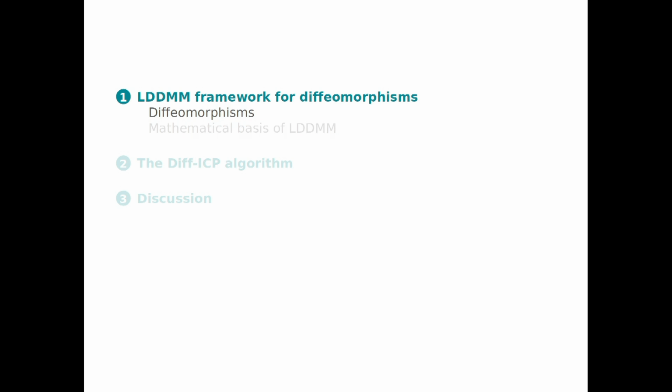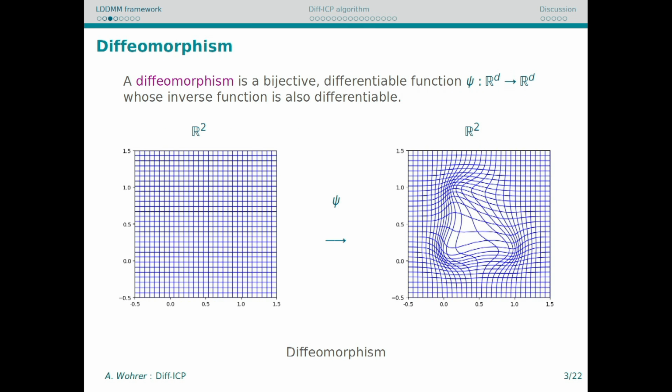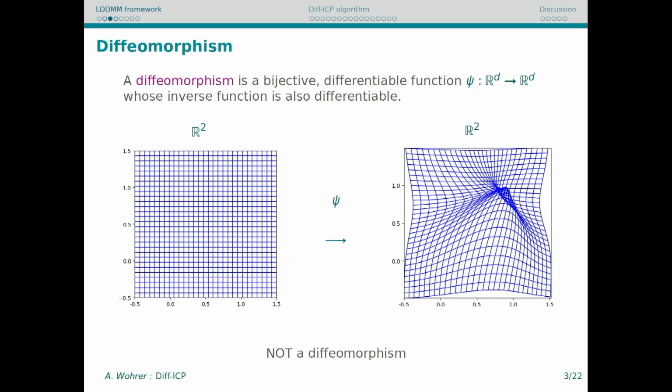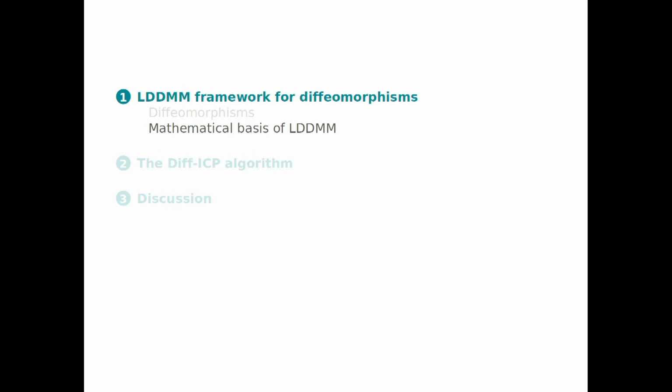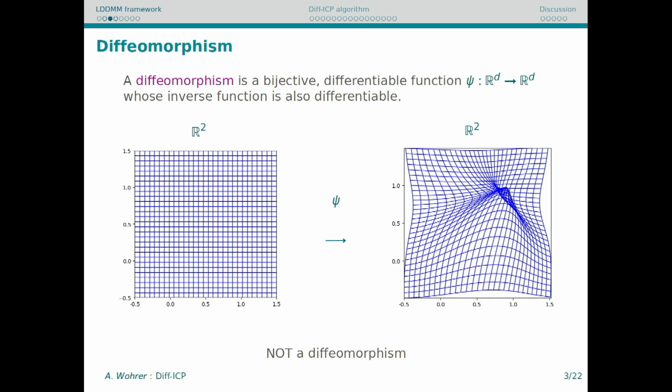So diffeomorphism, I guess mostly everybody knows it, but still it's a good introductory slide. In our case, we will work in R^D. It's a bijective differentiable function from R^D to itself, whose inverse function is also differentiable. So you see an example here in R2. You can view it as a smooth deformation of a grid, and it should be non-overlapping to preserve the bijective nature of the diffeomorphism. So this is a diffeomorphism, and this is not a diffeomorphism because, here, it's not invertible.